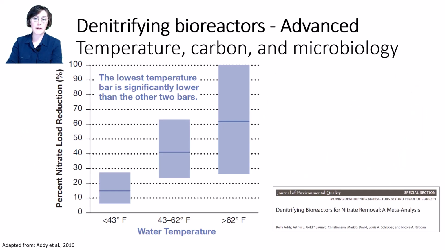Water temperature has been identified time and time again as one of the most important and one of the most clear factors influencing nitrate removal. This early meta-analysis of bioreactor studies showed a break in nitrate removal occurred when you got above about 43 degrees Fahrenheit or about 6 degrees Celsius.